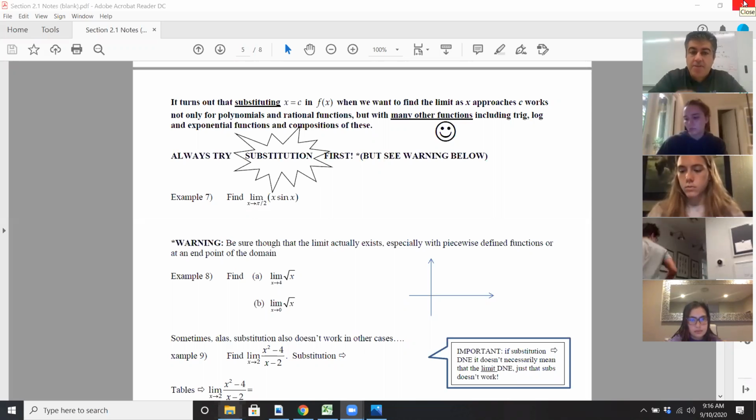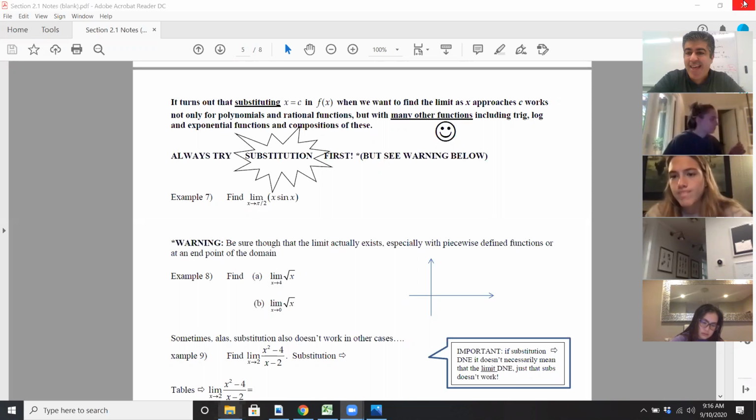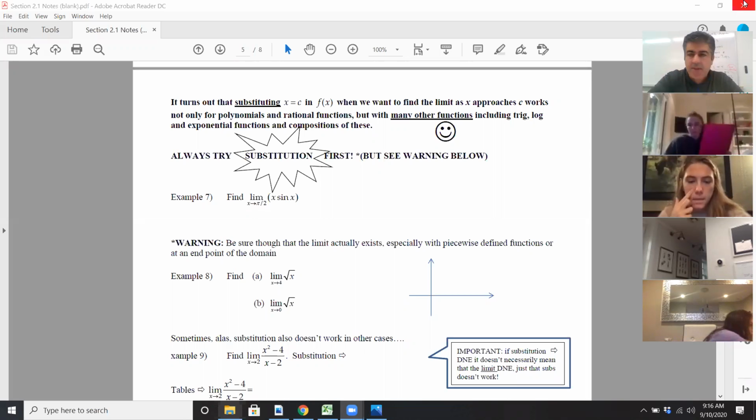So it turns out that substituting x equals c in f of x, when we want to find the limit as x approaches c, works not only for polynomials and rational functions, but with many other functions. So trig, log, exponential functions, compositions, mixtures of functions. Always try substitution first. So in the homework on 7 through 14, that's what you guys did.